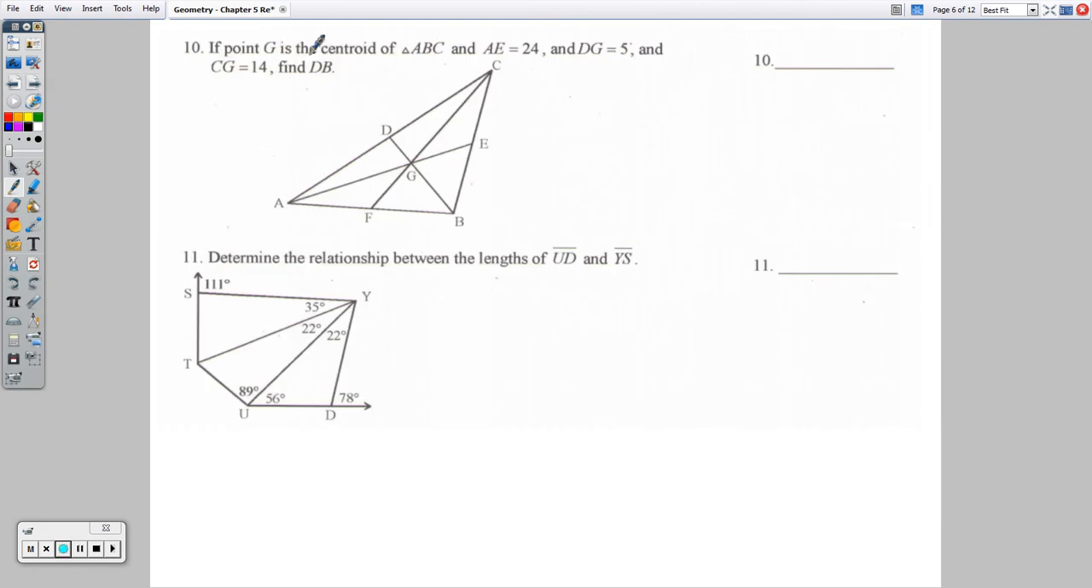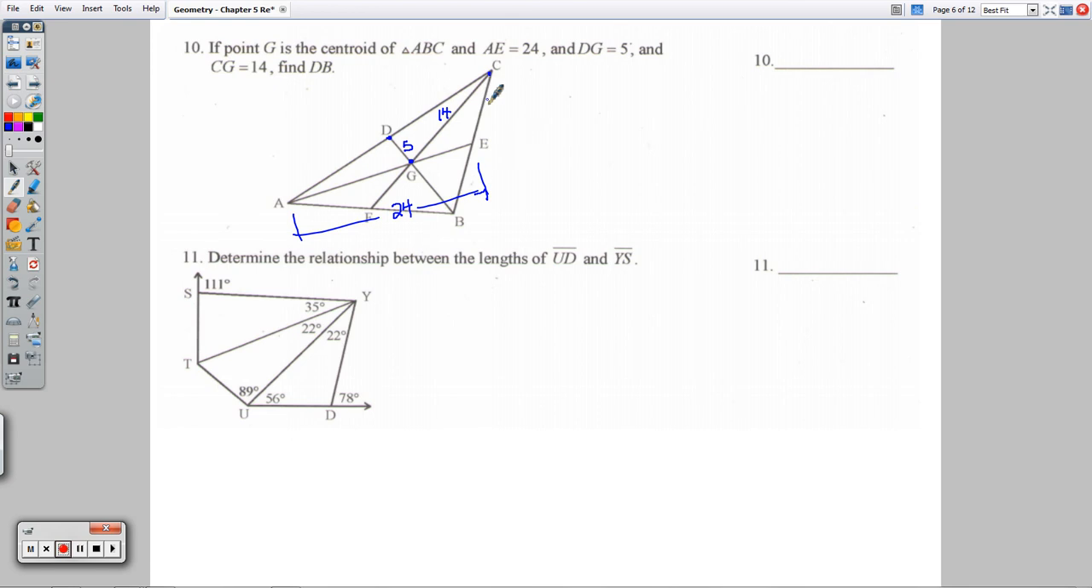Number 10, if G is the centroid of ABC, if it's a centroid, we know that it's in that 1 to 2 ratio. You can think of the bigger part being 2/3 of the whole thing. That's another way to think of it. AE is 24. So AE all the way from A to E is 24, we're saying in this one. DG is 5, so that is 5 from here to here. And CG from here to here, C to G, that is 14. We're supposed to find DB in this case.